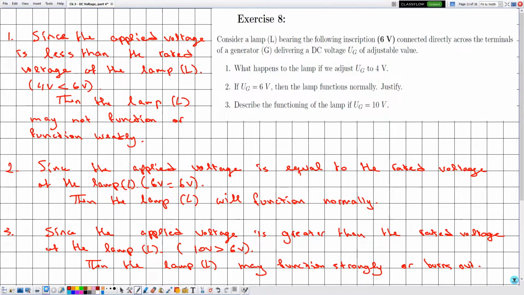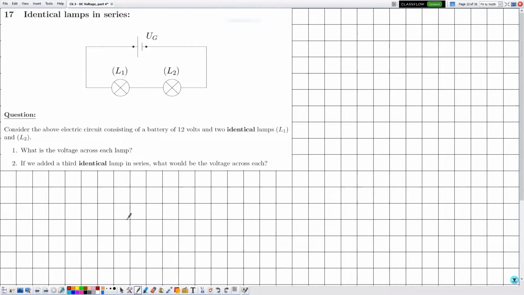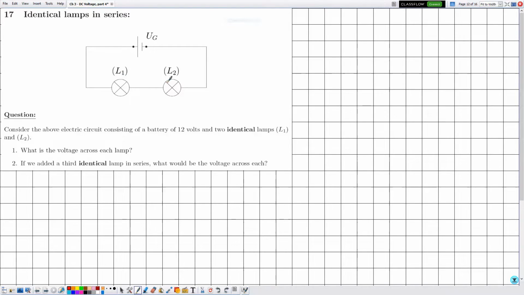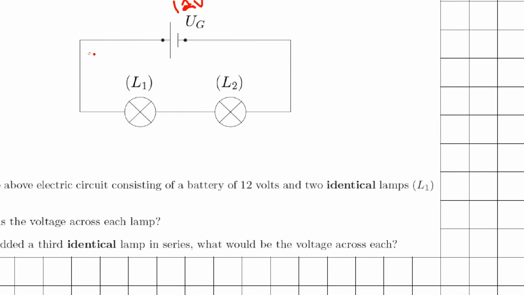Now let's move to the next section, which is identical lamps in series. So let's consider the following electric circuit. We have a DC generator UG connected to two lamps L1 and L2 that are in series. Now consider the following question. Consider the above electric circuit consisting of a battery of 12 volts. So let me label this voltage here, 12 volts, and two identical lamps L1 and L2. Two identical lamps means that they are exactly the same.